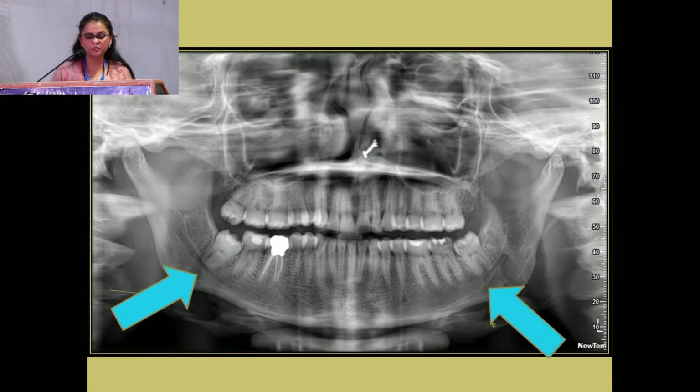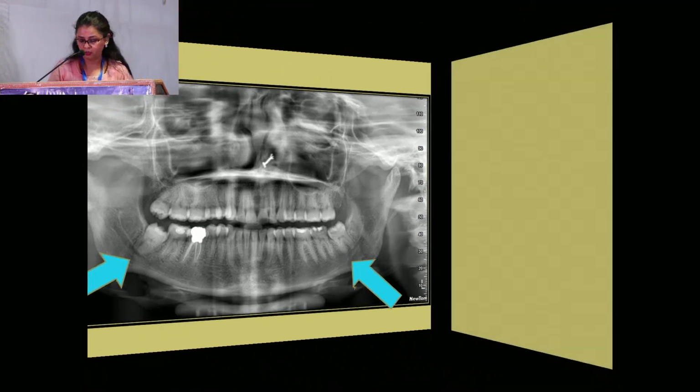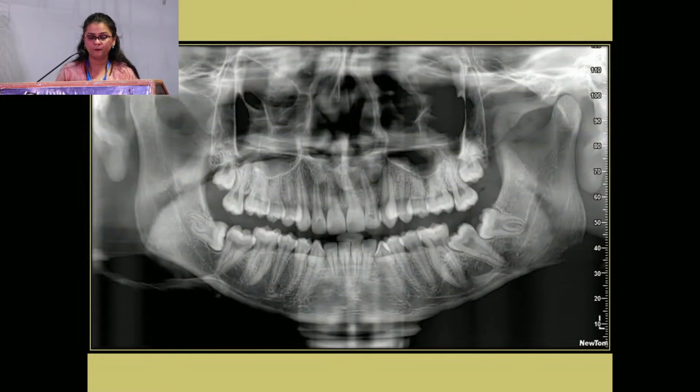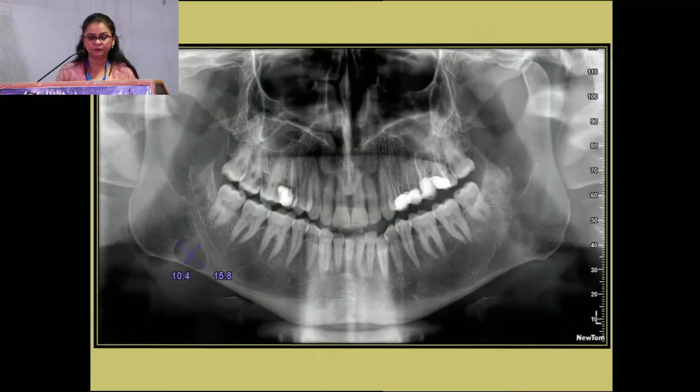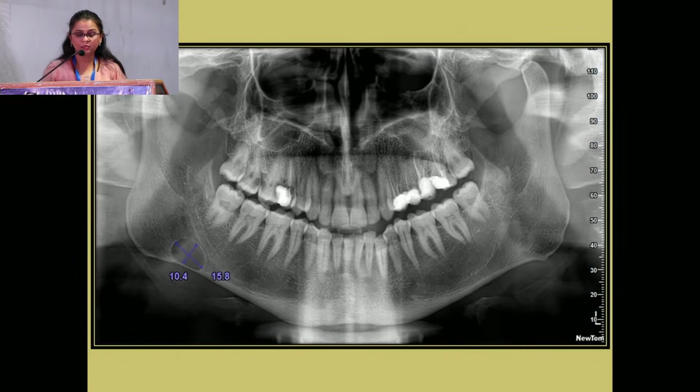So these are the cases that have gone for a 3D modality. You have impacted 3.7, 3.8. You have a lesion that the patient didn't come for, the lesion that I see here, but then you should be aware of the physiological variations.